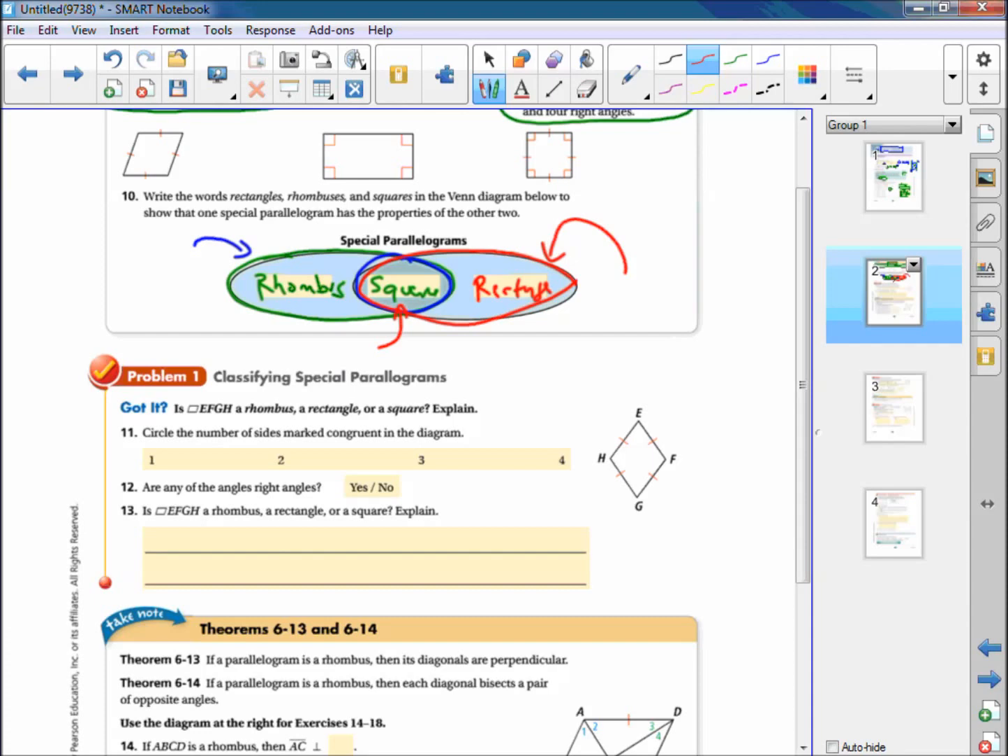Now, there are some rectangles that are rhombuses. Those are called squares. And there are some rhombuses that are rectangles. Those are called squares. That's why the squares are in both circles.